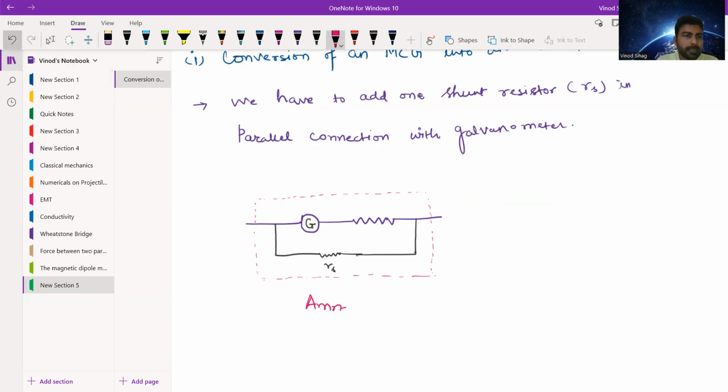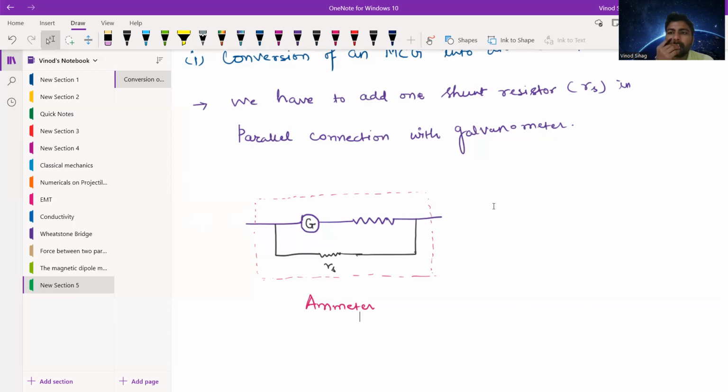So it will be named as ammeter. If we talk about ammeter, then one thing we should keep in our mind, that we are going to measure the current. If we are going to measure the current, then we should know the current sensitivity of the galvanometer also. At the end, it is the galvanometer only which is converted into the ammeter. So we have to calculate the current sensitivity of the galvanometer, or we can say the current sensitivity of the ammeter in this case.